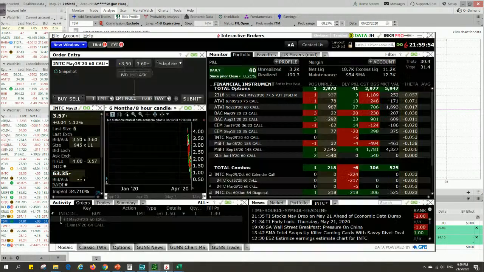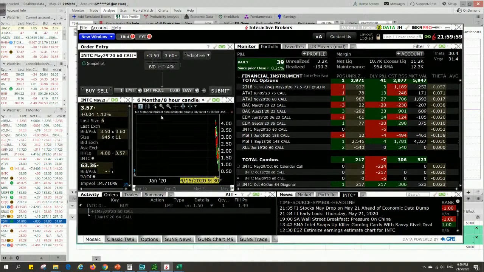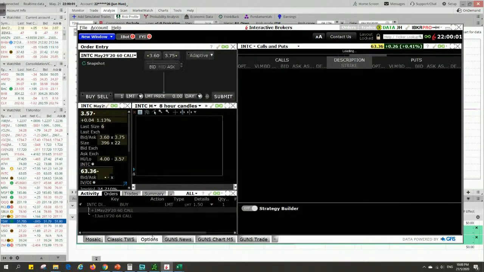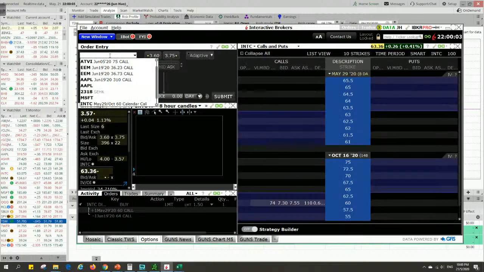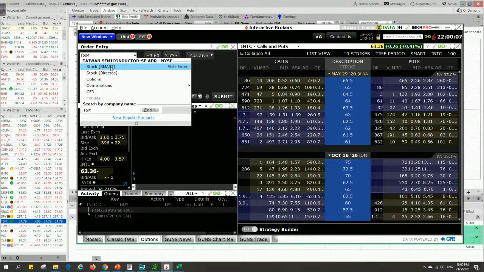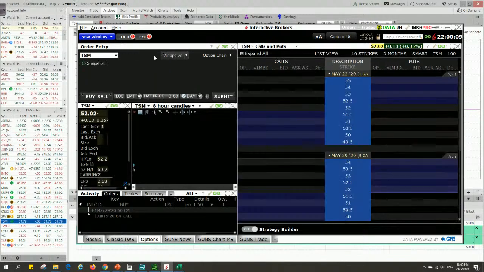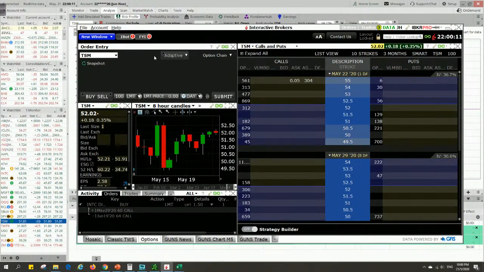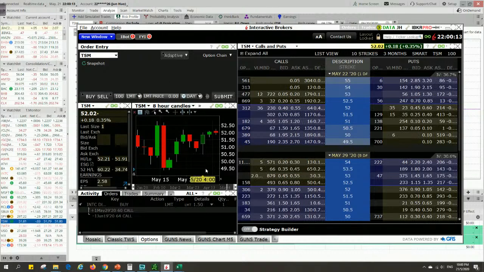Okay, so time to execute. And likewise, I'll be executing the option trades on my Interactive Brokers platform. So I'll key in the ticker for TSM. All right, one thing before I forget, before I execute this trade.